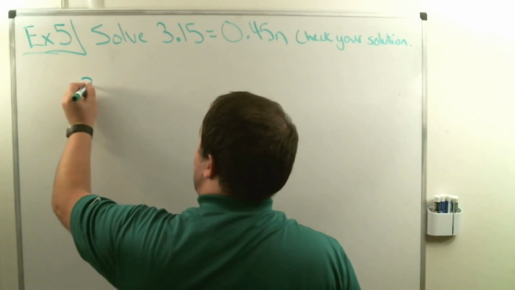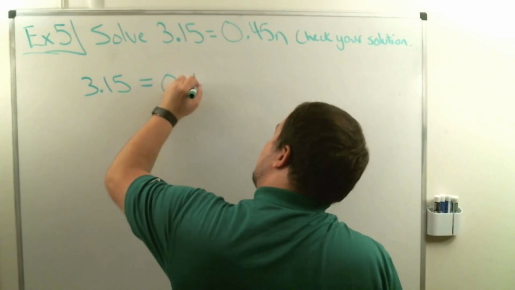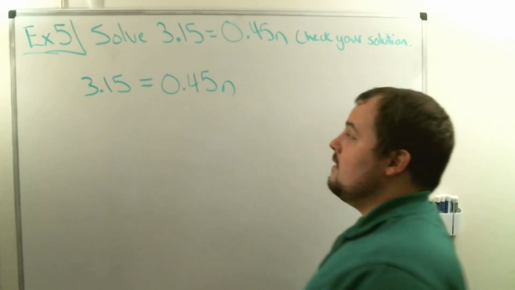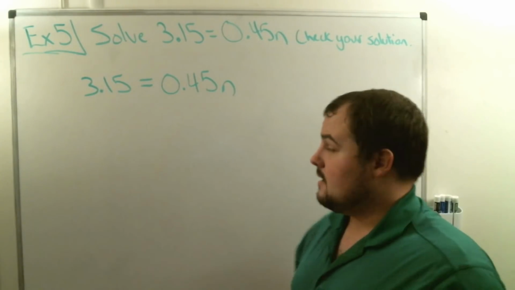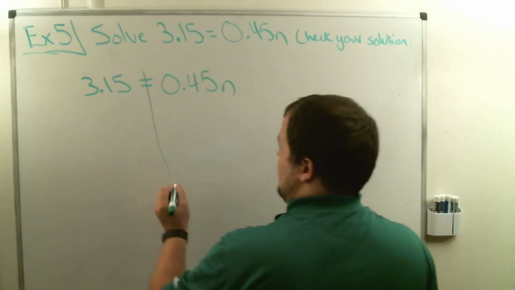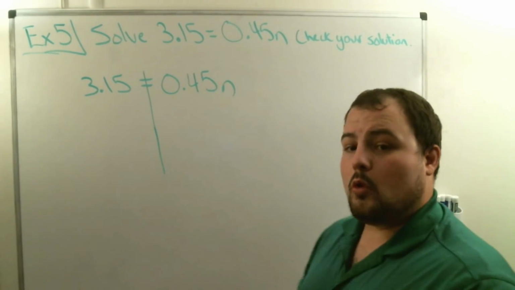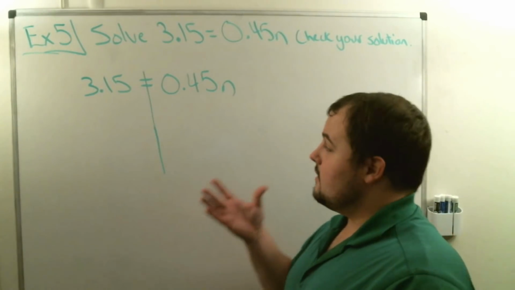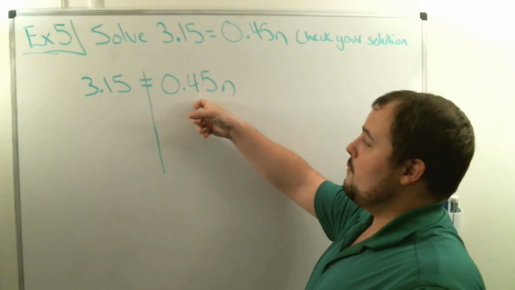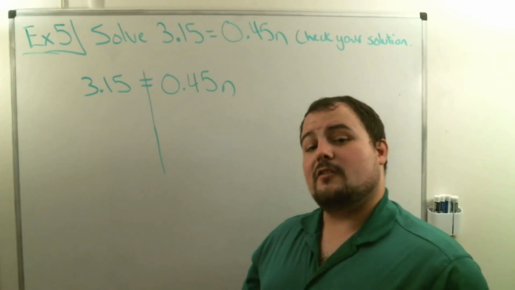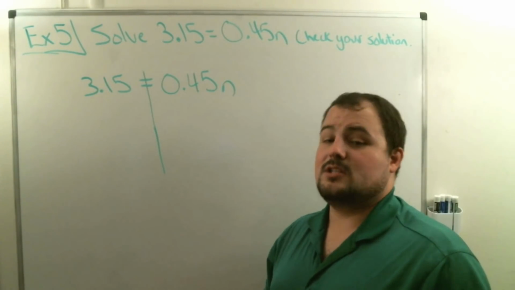So I'm going to rewrite our problem. We have 3.15 equals 0.45n. Our job is to get this letter n alone. And again, we want it to be 1n. So what we should remember maybe is in mathematics, if we want something to become 1, all we got to do is divide it by itself. So if my decimal is 0.45, we can divide it by itself because a number next to a variable is multiplying. A coefficient multiplies to the variable.